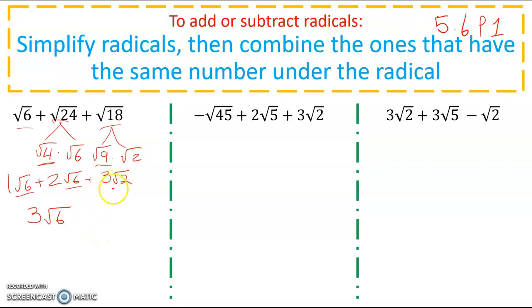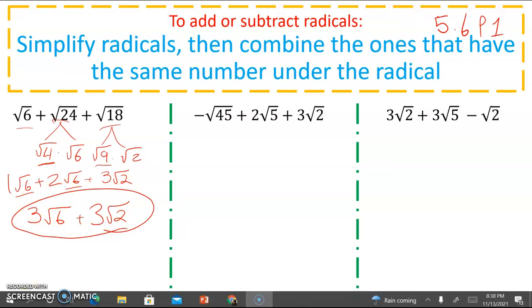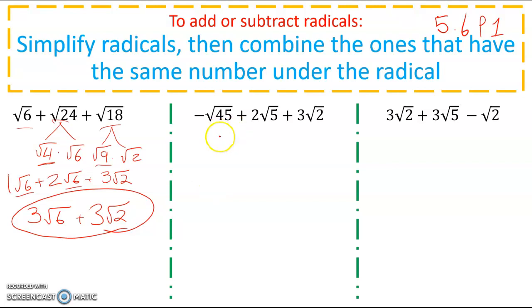We can't combine the 3 times square root of 2 with the square root of 3 times square root of 6, so we basically just have to drop it down further right here. And that right there is going to be our simplified answer. All right, so let's work out this second example.